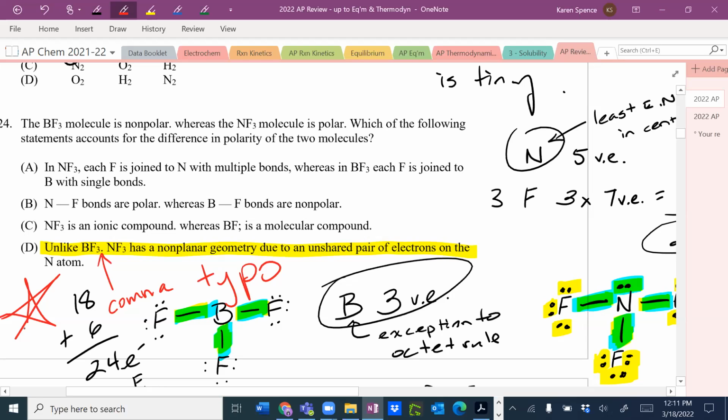In NF3, F is joined to N with multiple bonds. That makes no sense. It isn't. NF bonds are polar, whereas BF bonds are non-polar. No, and basically anything bonded with fluorine, which is the most electronegative, anything bonded with F is going to be polar, other than F bonded with F. NF3 is an ionic compound. That is just nonsense. So even just by process of elimination, if you can eliminate the other three, it has to be D as well.